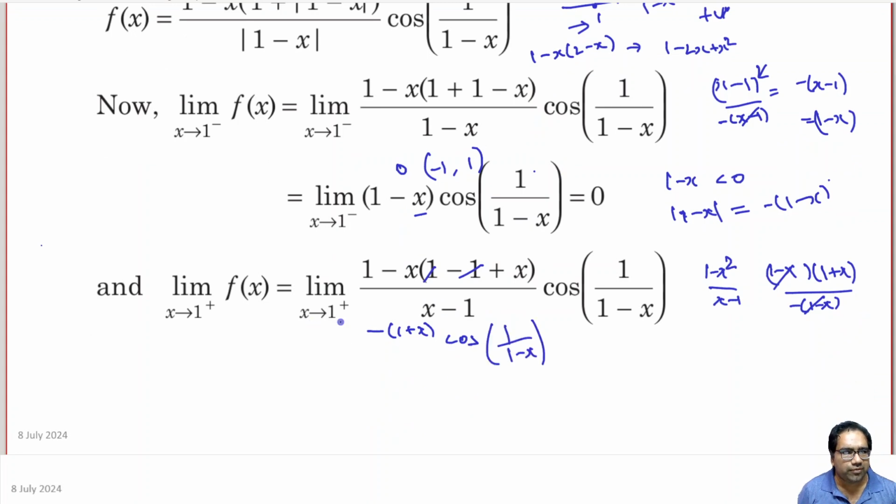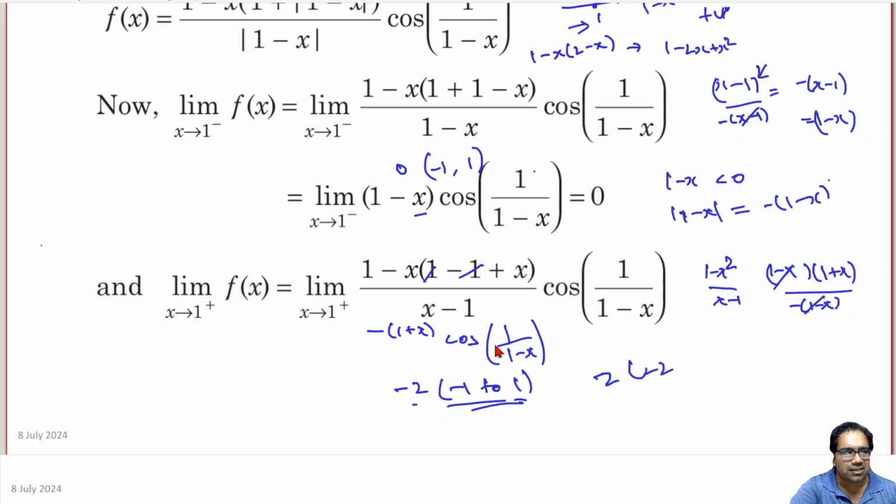So we have minus of (1 + x) cos of 1/(1 - x). Now if we take minus of (1 + x), this becomes minus 2, and cos is always ranging between minus 1 and 1, but we don't know what exactly this is. So we cannot clearly say whether it is plus 2, or minus 2, or something in between, because cos can be anything. In the earlier case, we could say because the factor in front was approaching 0. But here, this one is actually minus 2, so whatever happens inside, we cannot clearly say.